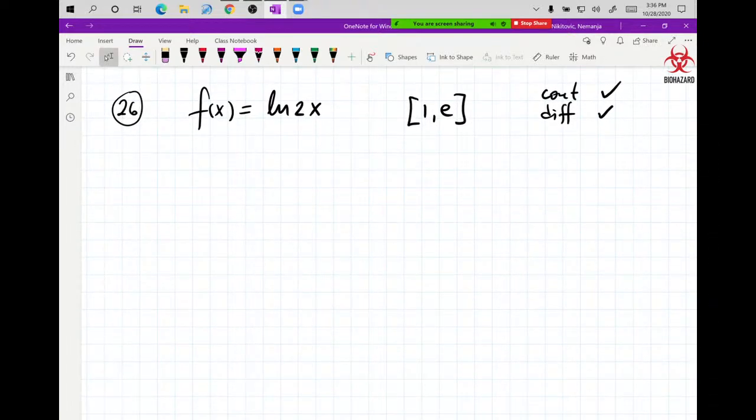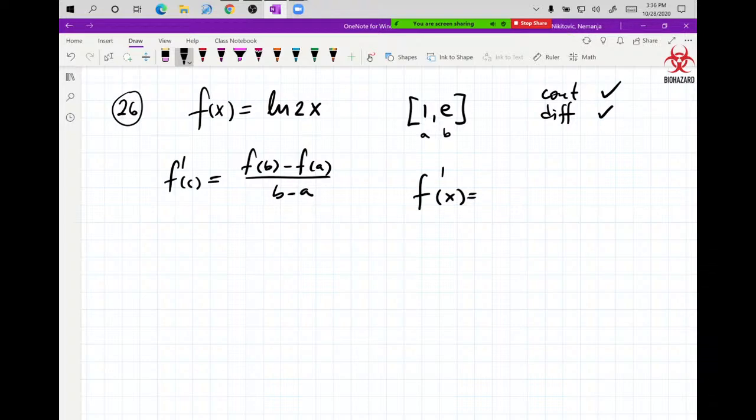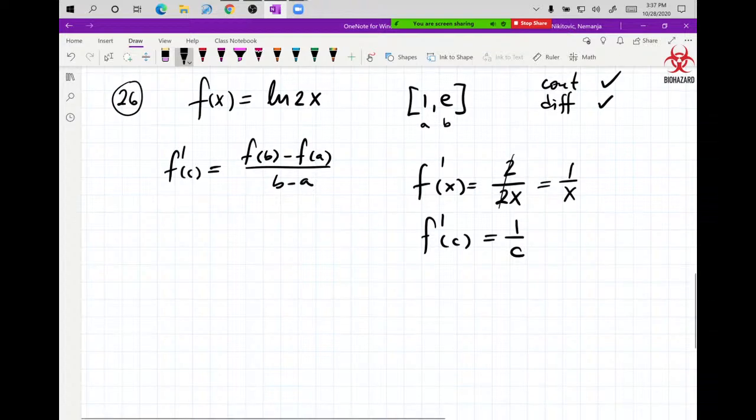So for my formula, f prime of c equals f of b minus f of a divided by b minus a. I have my a and b in the interval. I need to find the derivative. F prime of x is, this is ln, so you copy the function as is, and then you put the derivative like a chain rule right up there. They cancel, so you still get 1 over x in this derivative, which means that f prime of c is just 1 over c.